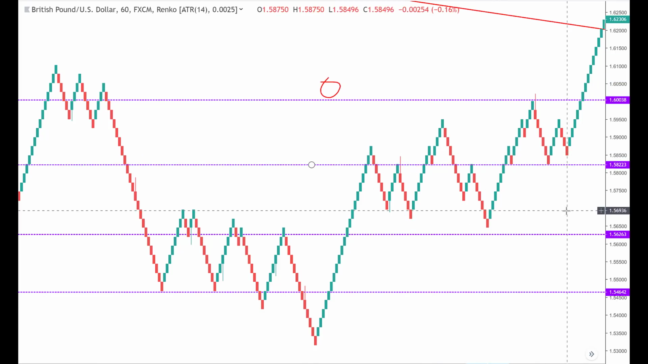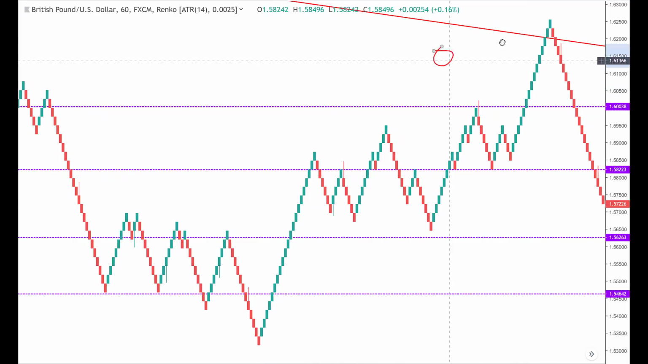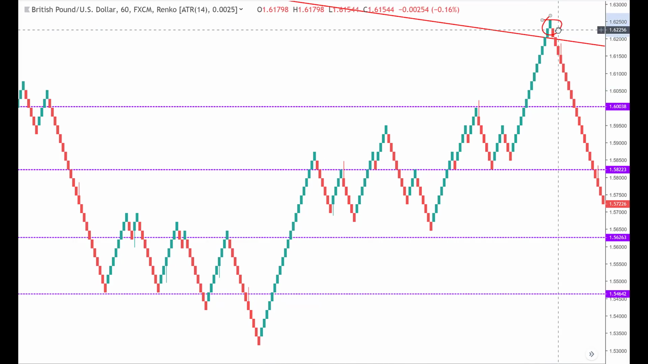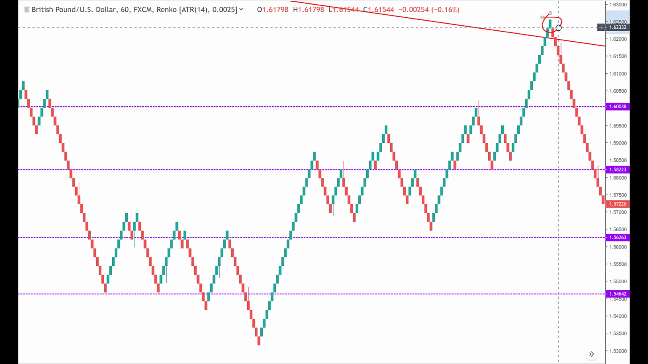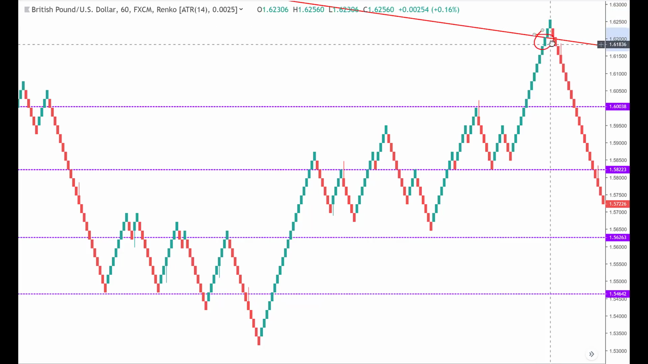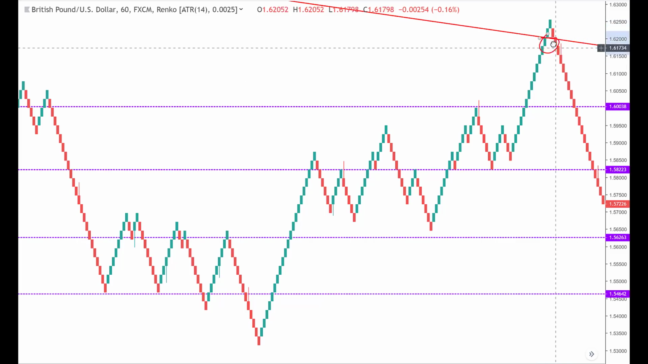I don't mind that level right there. Ooh, we hit this trend line. Beautiful. Now, because we have enough lines on our chart, we can start thinking about taking trades. We have bullish candles. We hit our descending trend line. We print a red Renko candle, and then it starts to drop.